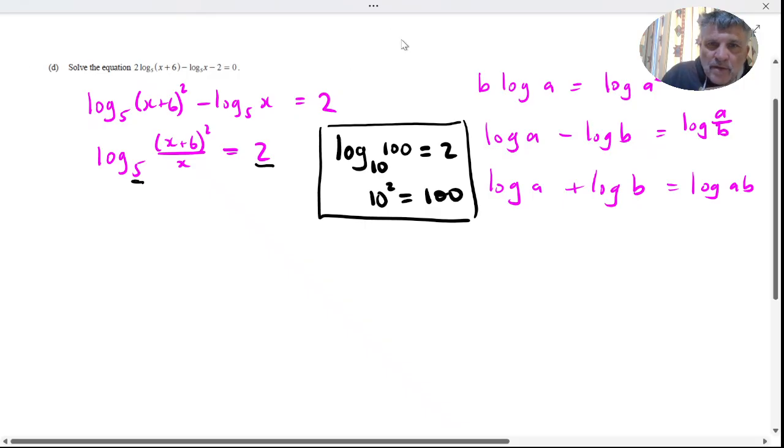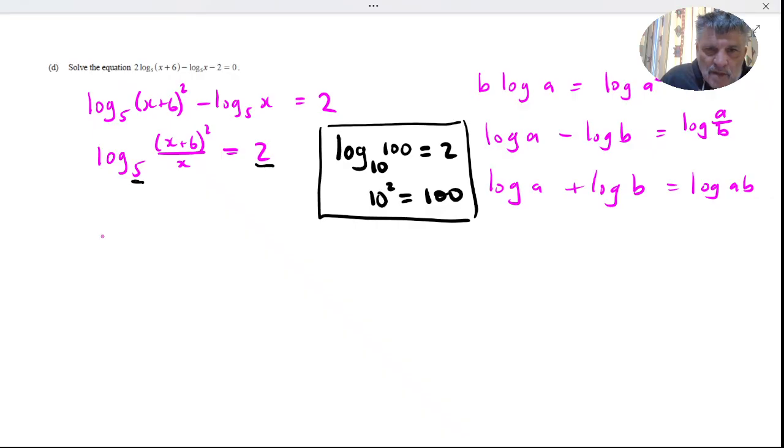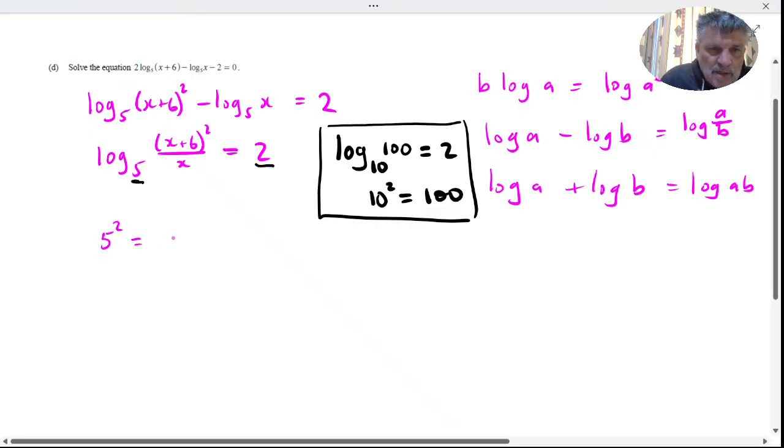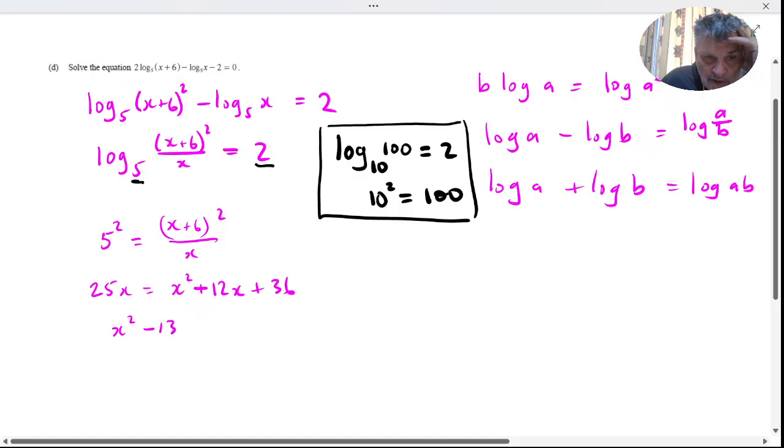So you might choose to remember that some other way, but so we get 5 squared is equal to (x plus 6) squared over x. 5 squared is 25. I can multiply through by x, so I get 25x, and I can multiply out this bracket: x squared plus 12x plus 36. There's 2 of the 6x terms. Take off the 25x, so I'm going to get x squared minus 13x plus 36 equals 0.